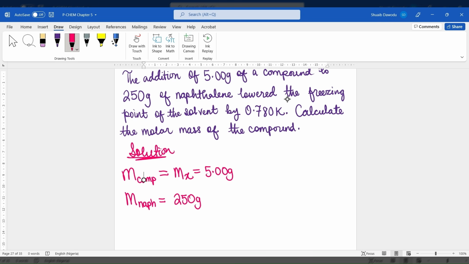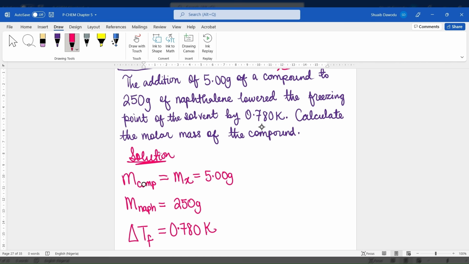So the mass of naphthalene lowered the freezing point of the solvent by 0.780. So the change in T sub F is equal to 0.780 Kelvin. Calculate the molar mass of the compound. So we're told to find the molar mass of compound, or let me just say the molar mass of X, is what we're supposed to solve for.